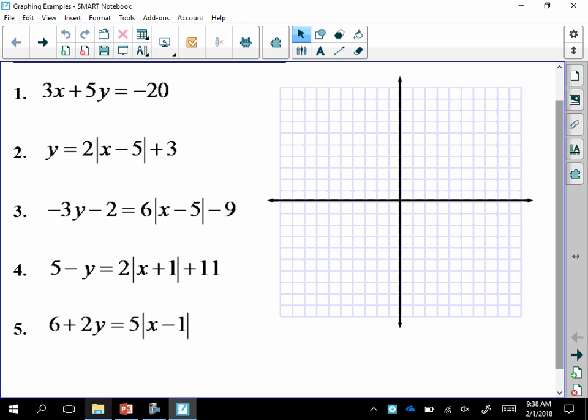We have negative 3y minus 2 equals 6 times the absolute value of x minus 5 minus 9. What's the first thing that we're going to have to do? You're going to get y by itself, right? And we can't graph this. You couldn't put it on your calculator unless you got y by itself. So if the function's given without having y by itself, we got to start there. So we'll add the 2 over.